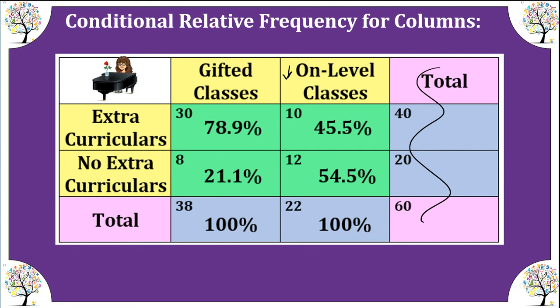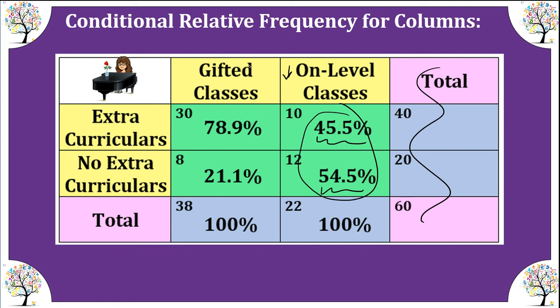Now, if the question was asked, is there an association of those that are in on level? Is it likely that they are taking extracurriculars or not? And these two percentages are too close to say that, yes, I could make an association of on-level class students taking extracurriculars or not. I can't make a prediction because these two percentages are too close together.